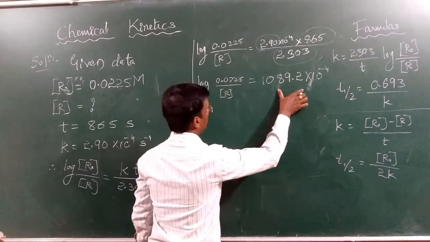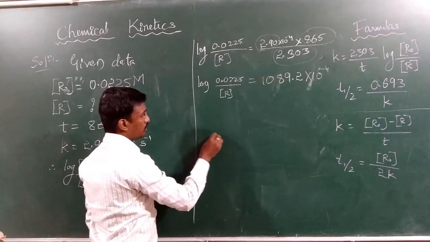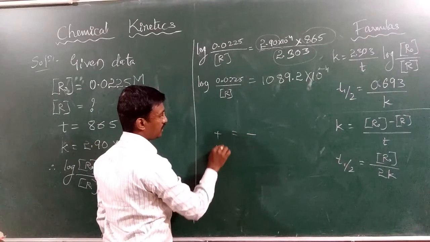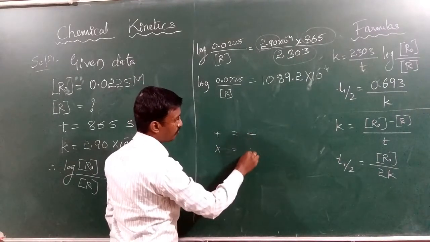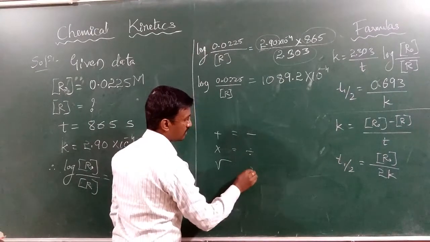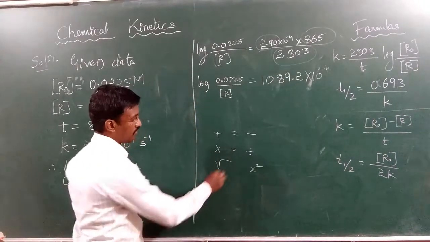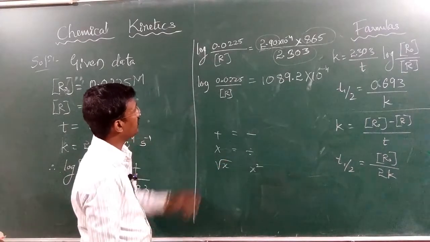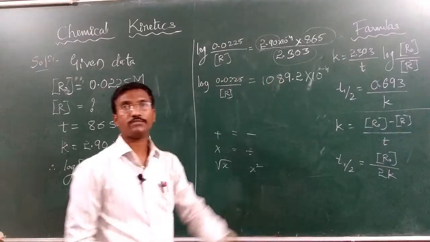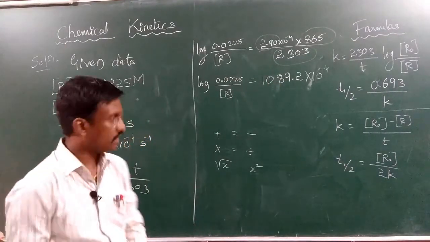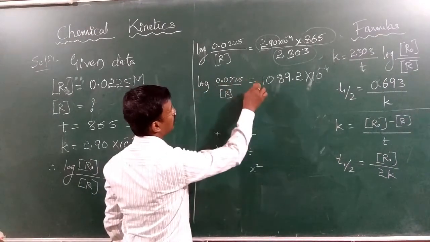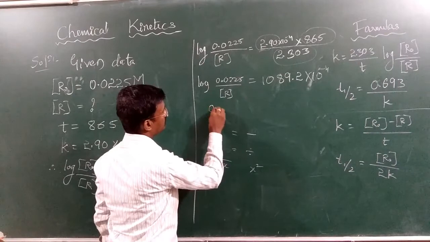We are getting some value. Here it is log. We know that while taking plus, if it moves to the right side it becomes minus; if a multiplication comes to the right side it forms divided by; if a square root comes to the right side it forms the square. I hope you are familiar with this concept. Similarly here, if the log is brought to the right side, the log becomes anti-log. I am sending only the log, not the other number.